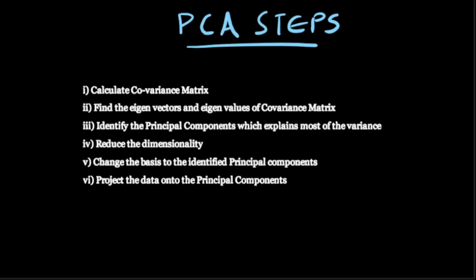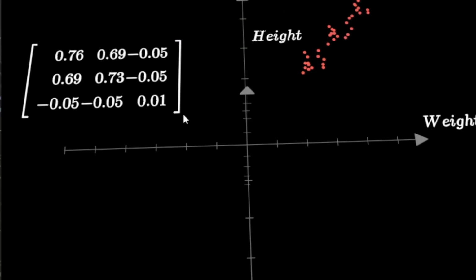Now the first step in performing PCA is to calculate the covariance matrix. Why covariance matrix? Like we discussed in our last video, the covariance matrix, when used as a transformation matrix, helps us in identifying the directions which have the highest variance, or the directions which have the highest amount of information in a particular data set. So this is the covariance matrix for this data set.